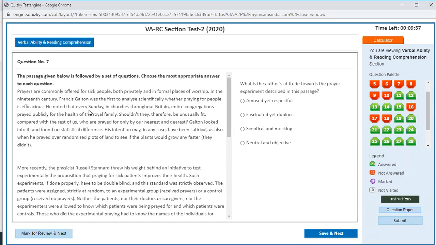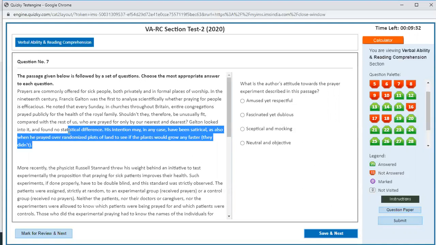He noted that every Sunday in churches throughout Britain, entire congregations prayed publicly for the health of the royal family. Okay, shouldn't they therefore be unusually fit compared to the rest of us who are prayed for only by our nearest and dearest? बिल्कुल सही बात है. Galton looked into it and found no statistical difference. His intention may in any case have been satirical, as also when he prayed over randomized plots of lands to see if the plants would grow any faster. They didn't. Okay, तो भाई इसने कुछ खेल खेल दिया.